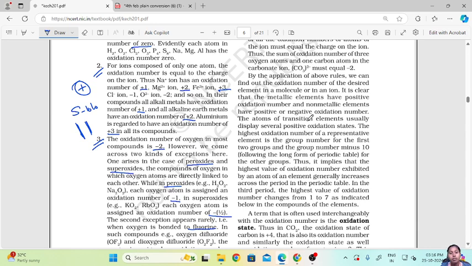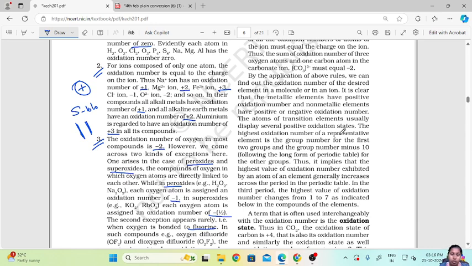Now, the atoms of transition elements usually display several positive oxidation states. Several means from +2 to +7 oxidation states can be seen in transition elements.